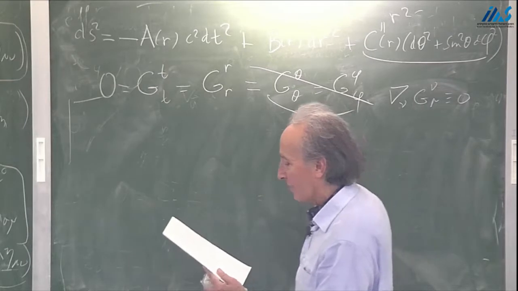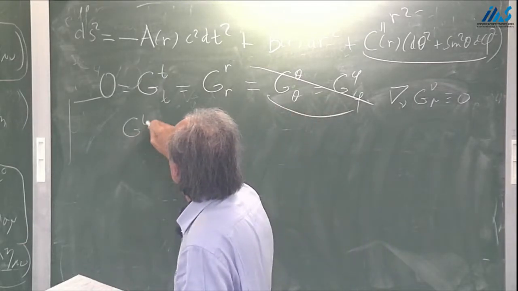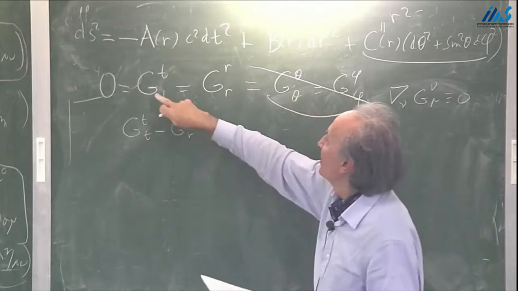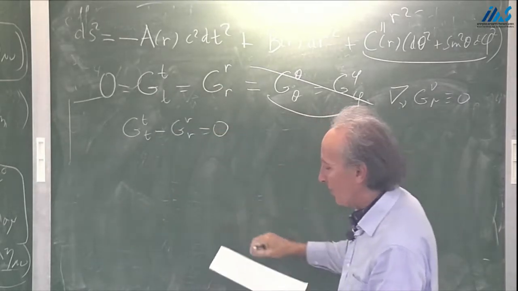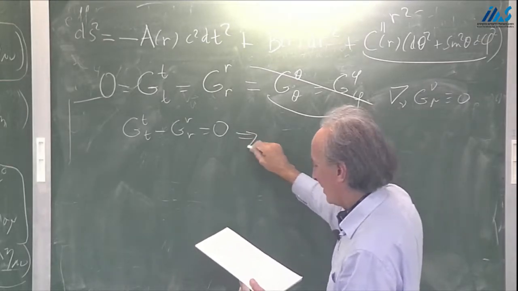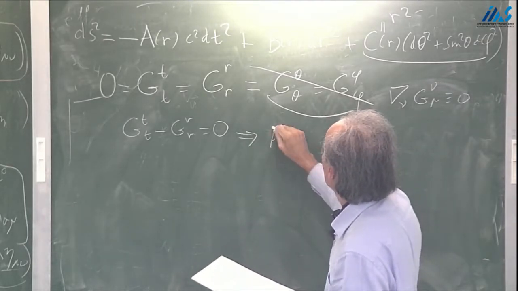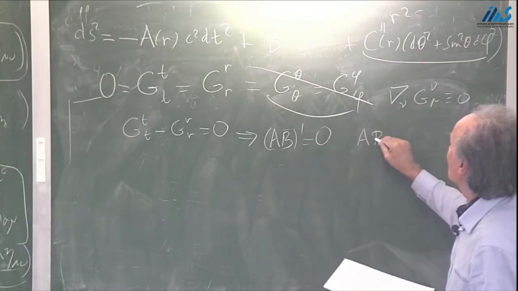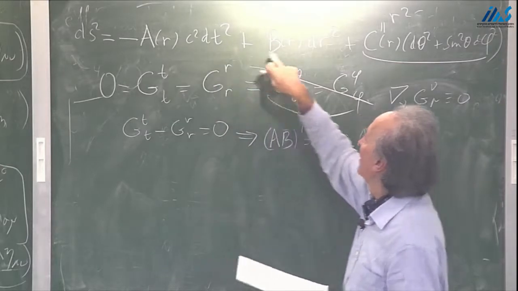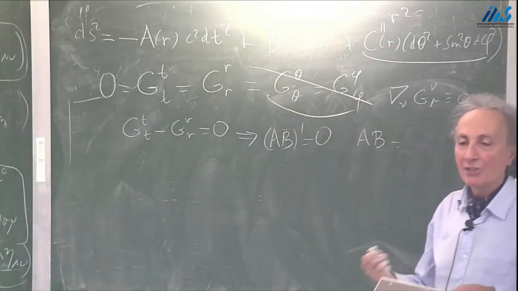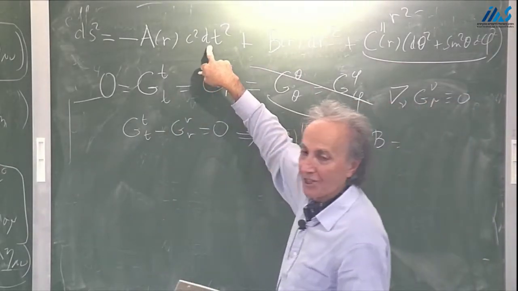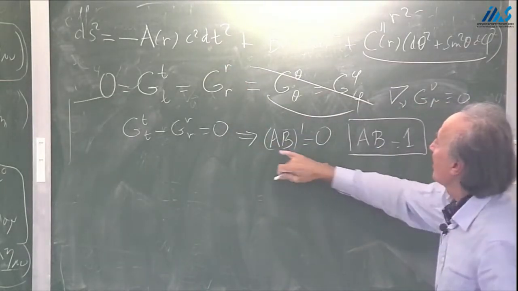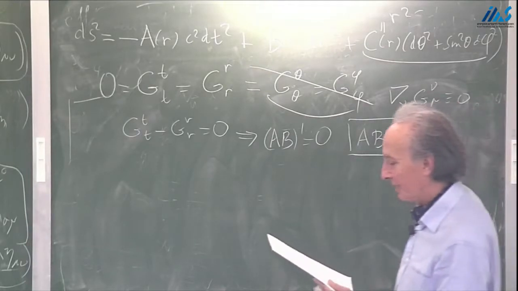Okay. And it's convenient to write this combination, so I give you the nice combination. If you compute this combination of these two equations, you find that they imply that the derivative of the product AB is 0. And therefore, the product of this function A of r and B of r is a constant. This constant you can put to 1 because you have a scaling of time that you can still fix. So this equation rather easily gives you the constraint that AB is equal to 1.